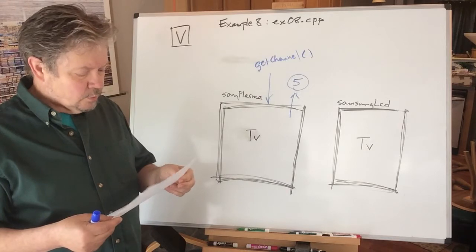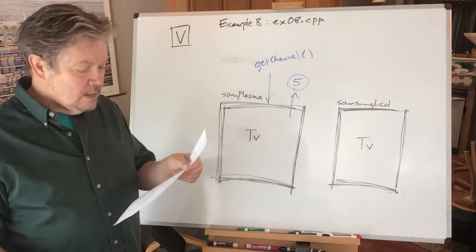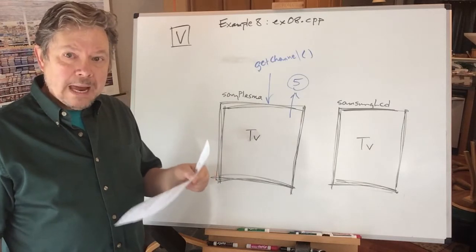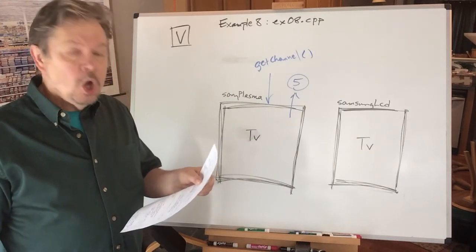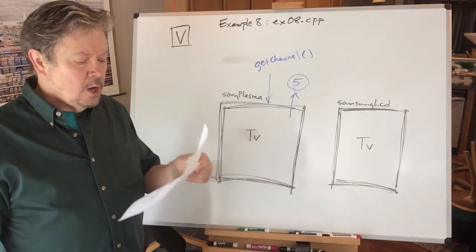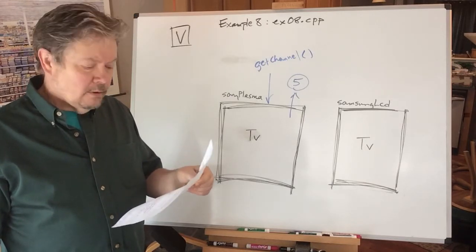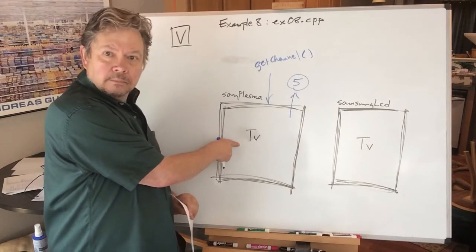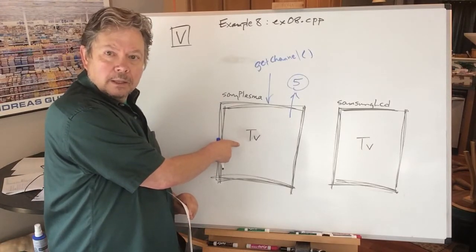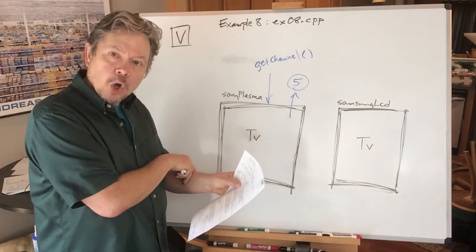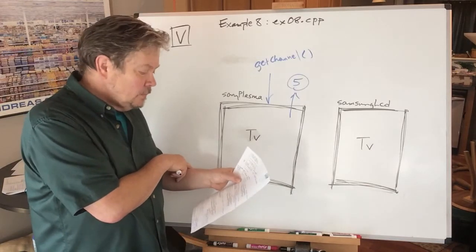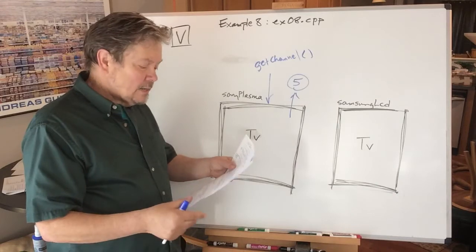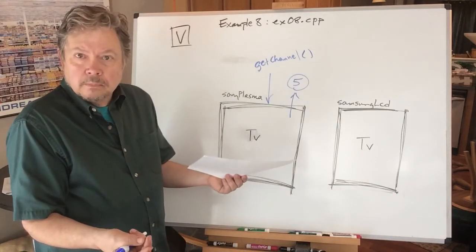Let's look at line 23. 23 is almost the same thing. We call the getVolume accessor member function on the Sony Plasma object. Getting all OOP about it, we call the getVolume accessor on the Sony Plasma object. What that does, it gets the volume.